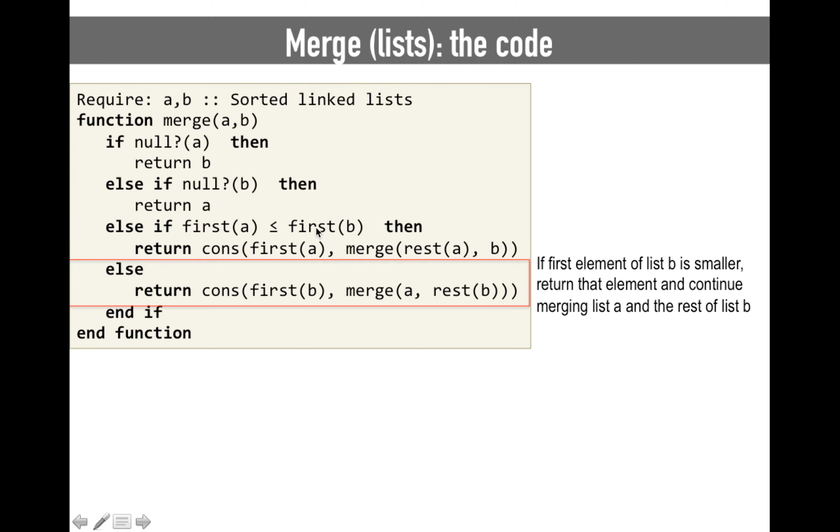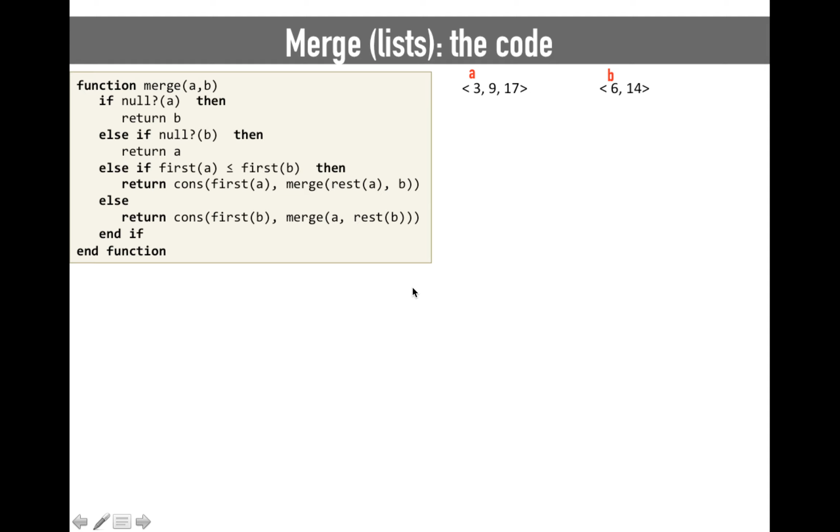If not, if B was lower than A, then we have to construct a list where B is the first element, and we proceed to execute merge with the rest of B and A. So let's see how this works with a real example.